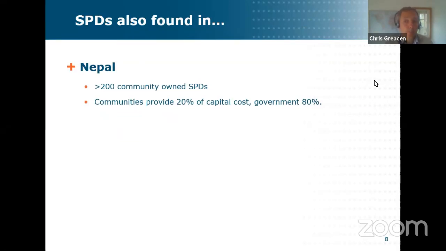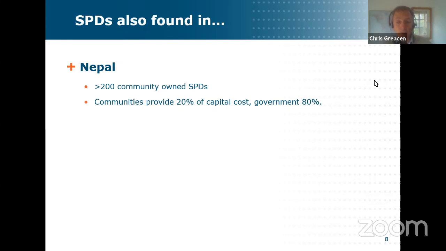SPDs are also found in Nepal and Bangladesh and Burkina Faso, although in these countries, they've started out from the beginning as SPDs, not as isolated mini grids. In Nepal, there are over 200 community-owned small power distributors, SPDs. And this innovation came about because the national utility was hemorrhaging money in sales to certain rural towns. Also, a lot of towns didn't get electricity. Where they were selling electricity, electricity theft was high. Service quality and reliability were poor. And because the quality of the service was poor, often customers were refusing to pay their bills. And so this kind of created a vicious circle.